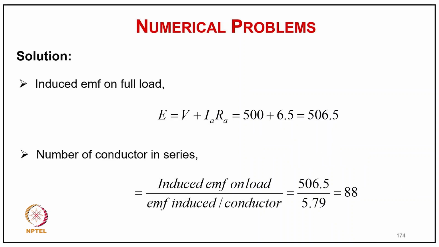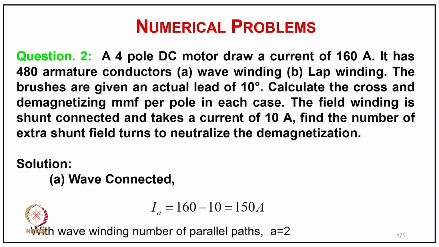Now induced EMF at full load is equal to V plus I Ra, putting the value, it comes 506.5 volt. Number of conductors in series is the induced EMF on load divided by the EMF per conductor, putting the value, it comes 88. Now coming to question 2.